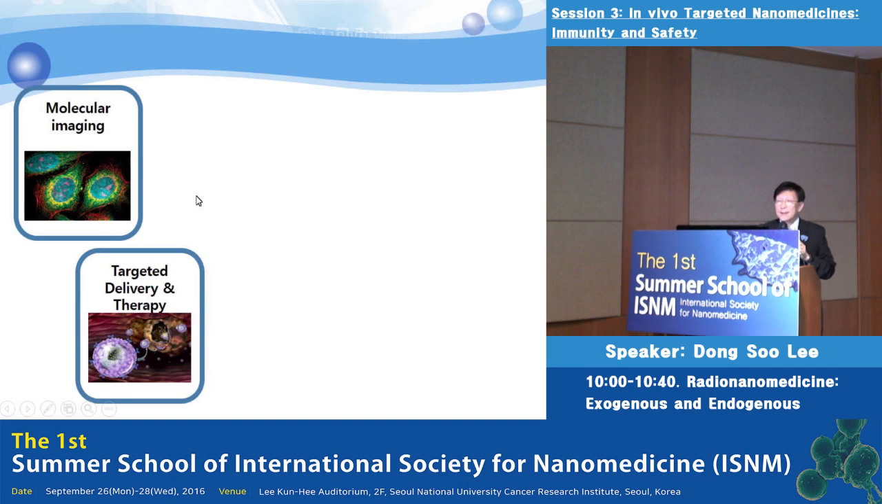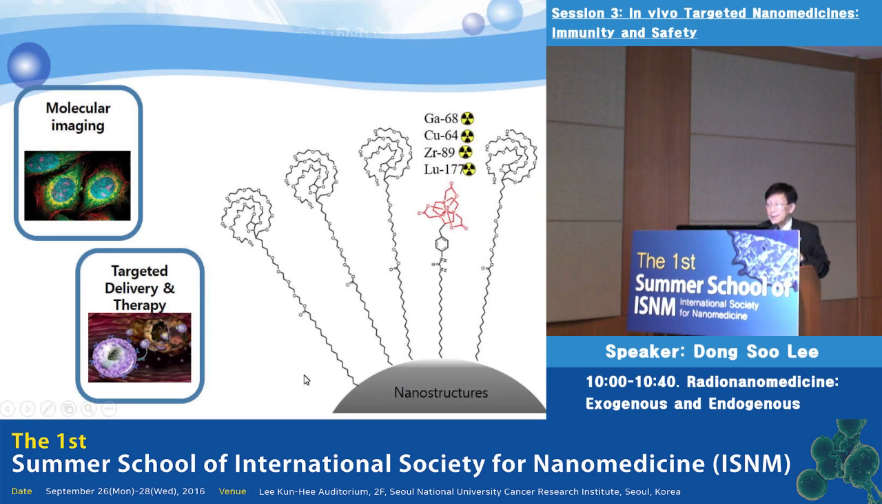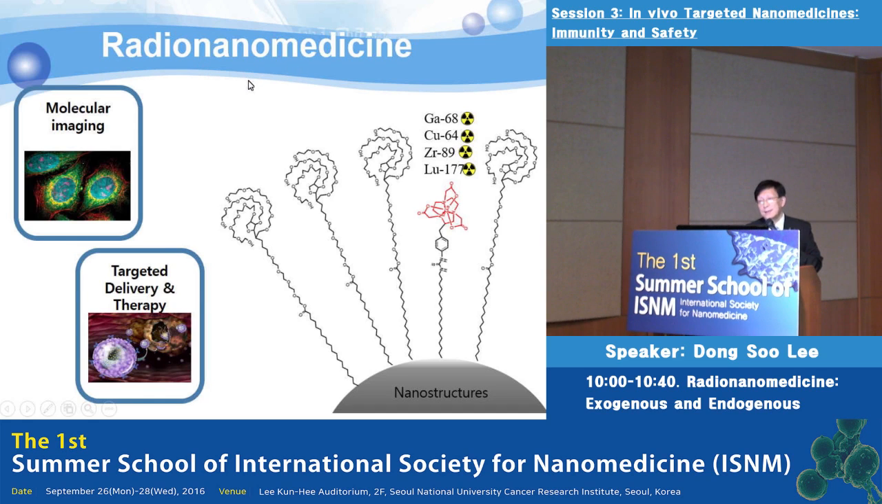So, what is radionanomedicine? There are subfields of nanomedicine: molecular imaging using nanomaterials, and targeted delivery and therapy using nanomaterials. If we put the radioisotope upon the surface of the nanostructures, such as gallium, copper, and zirconium, and for treatment lutetium, and we have these numbers, which give the mass number, the combination of neutrons and protons. Then we have radio nanodrugs, or radionanomedicine, or radio nanotracers. So I'm going to talk about this radionanomedicine.